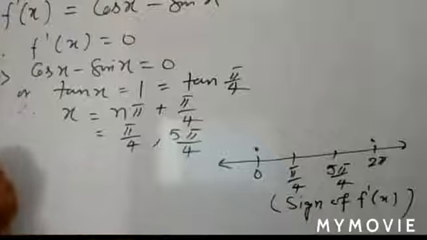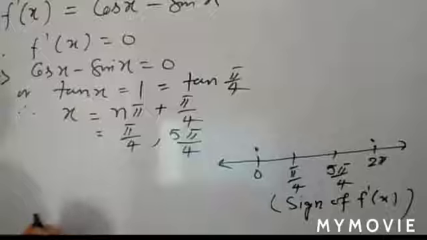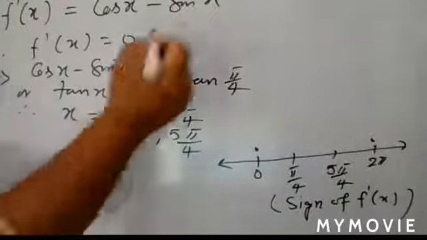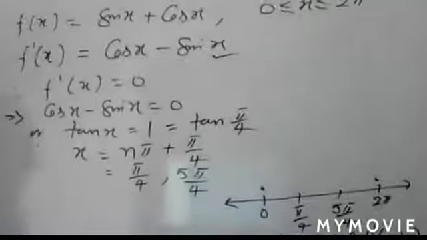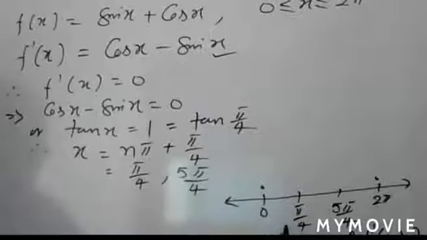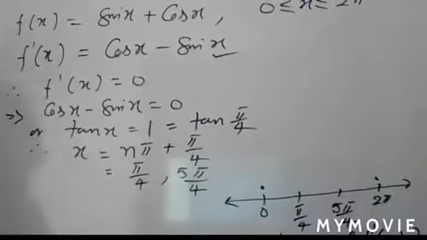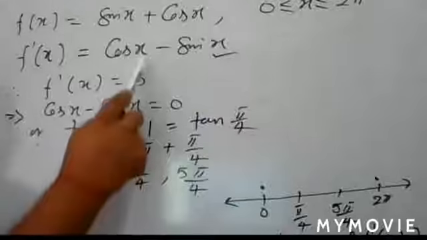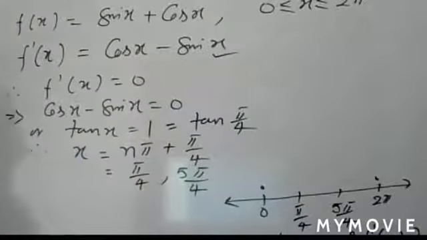If you take the first interval, you only have to check it for pi by 4. Let us see the value of f'(x). 0 to pi by 4 means x is less than pi by 4 and greater than 0. And you know, when any value of x is less than pi by 4, the value of cos is greater than sine, so no doubt cos x minus sin x is positive.